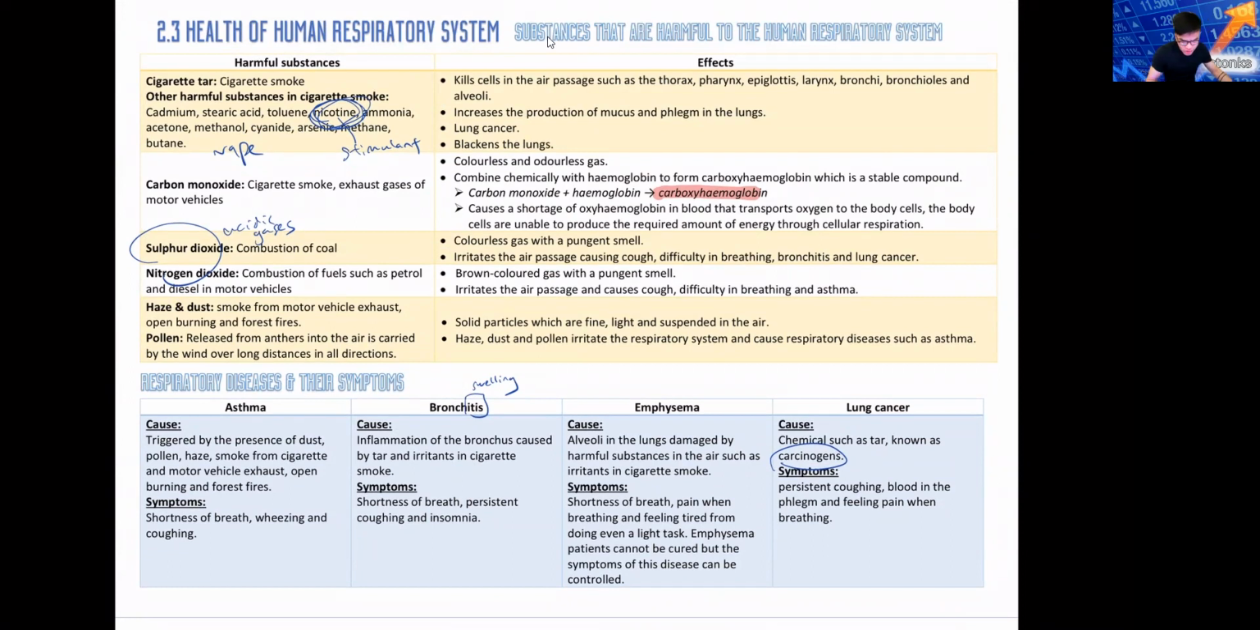Okay, the only thing you need to know, if you really want to memorize, would be if you absorb carbon monoxide, it's going to form carboxyhemoglobin in your body, which is a very stable compound, and your body cannot carry oxygen. Okay, then that wouldn't be good news.